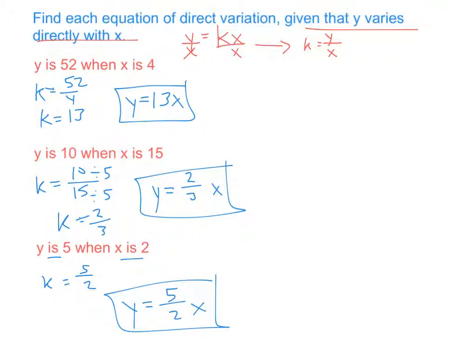It's a little bit more difficult to figure out whether they do have direct variation, but that's just looking at the ratios. So pretty simple concept, but I wanted to make sure you understood how this relates to things being proportionally related.